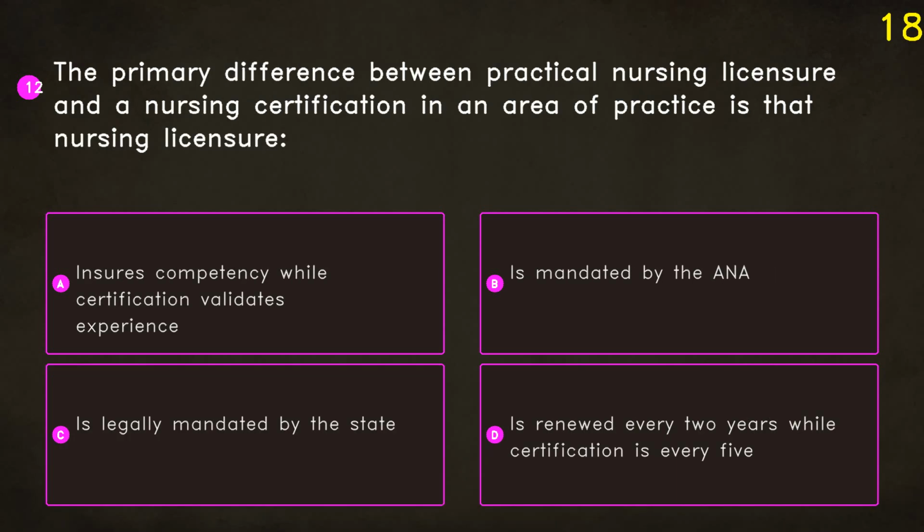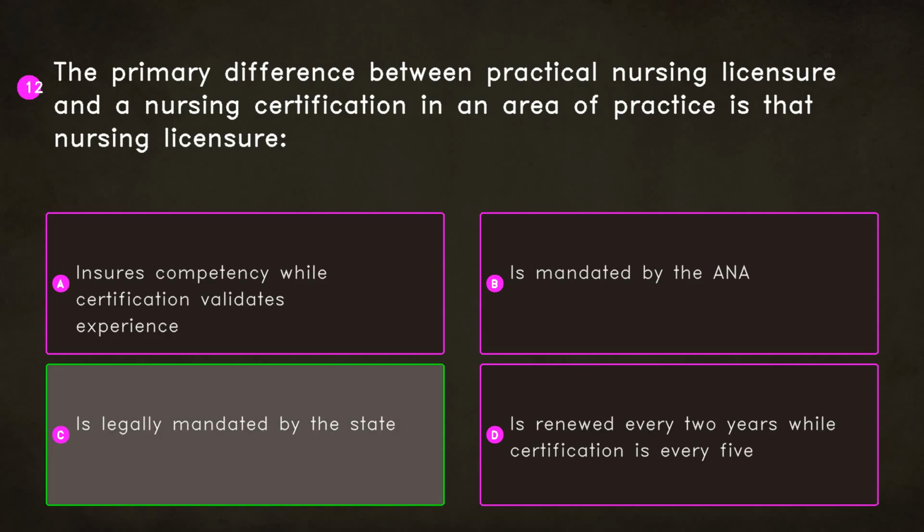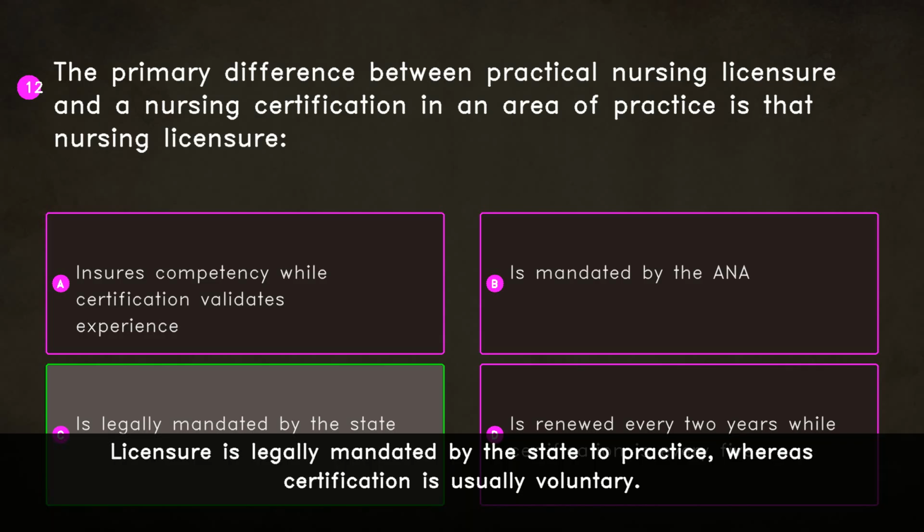Question 12. The primary difference between practical nursing licensure and a nursing certification in an area of practice is that nursing licensure, A, ensures competency while certification validates experience. B, is mandated by the ANA. C, is legally mandated by the state. D, is renewed every 2 years while certification is every 5. The correct answer is legally mandated by the state. Licensure is legally mandated by the state to practice, whereas certification is usually voluntary.